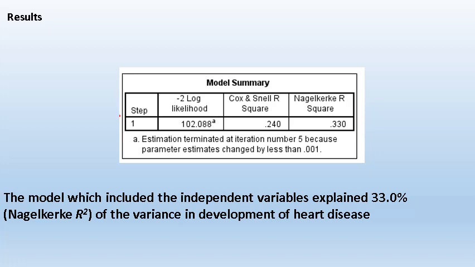So 33% of variation in the outcome variable. What is the outcome variable here? Development of heart disease. 33% of the variation or variance in development of heart disease can be explained by variation in the model, which included independent variables. There are so many independent variables added. The variation in the combination of those independent variables results in 33% of variation in the outcome variable. The outcome variable is development of heart disease.